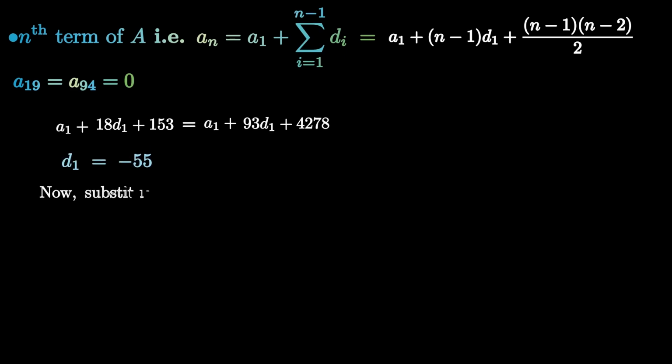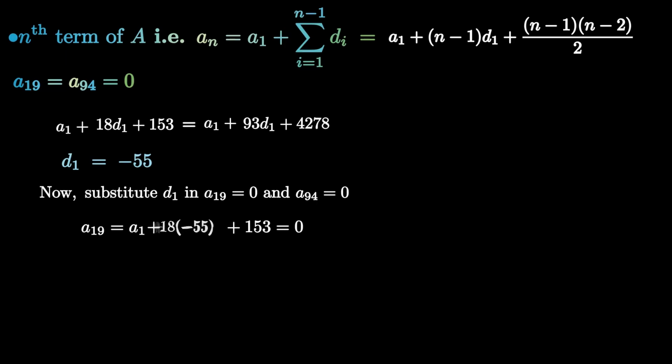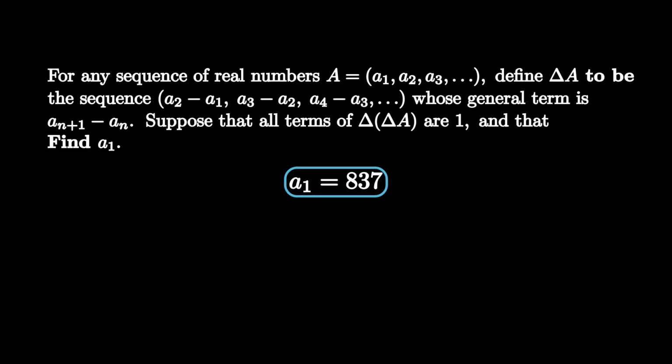Now, we'll substitute in either of the terms of A. Substituting D1 in A19, we get A1 minus 990 plus 153 equals 0. This evaluates to A1 equaling 837.